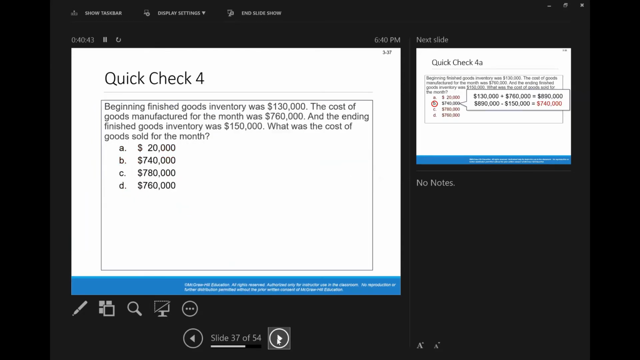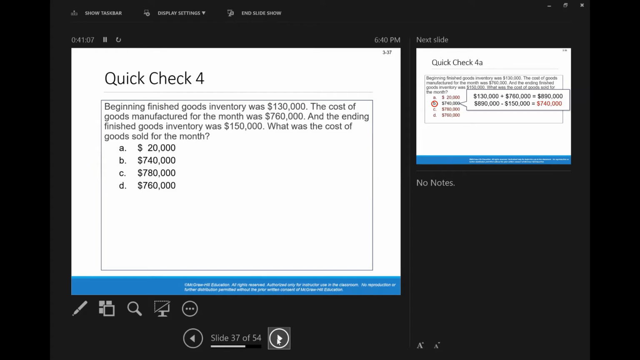All right, so now we're in the finished goods section. Of course, we have a beginning balance. So beginning finished goods inventory was 130,000. The cost of goods manufactured for the month was 760 that we just brought in. So we need to add them together to get what's available. And then it tells us what the ending finished goods inventory is, which is 150,000.